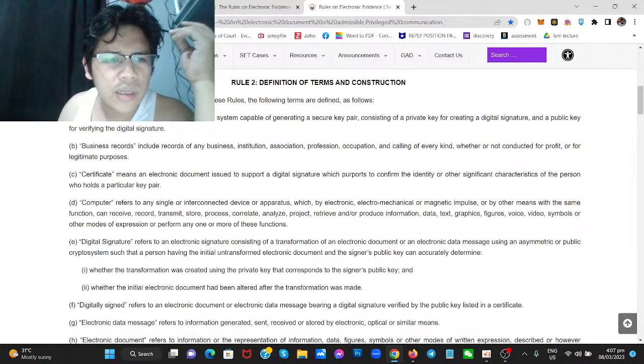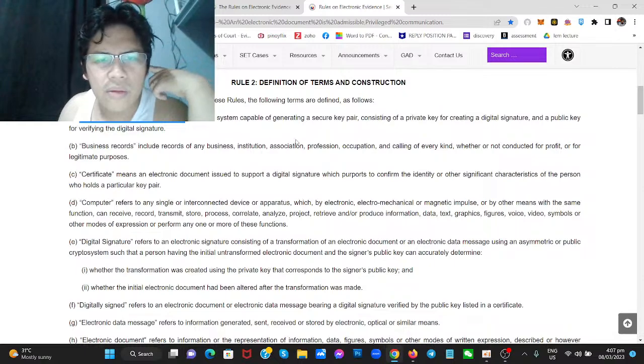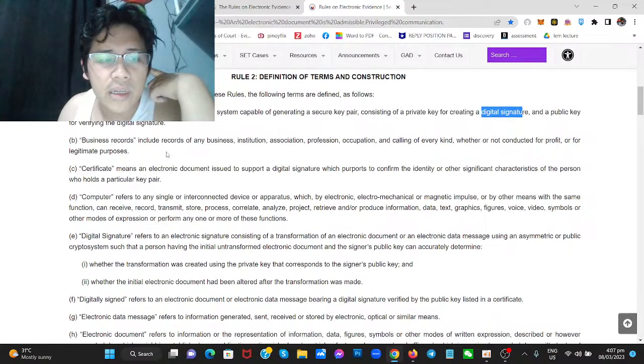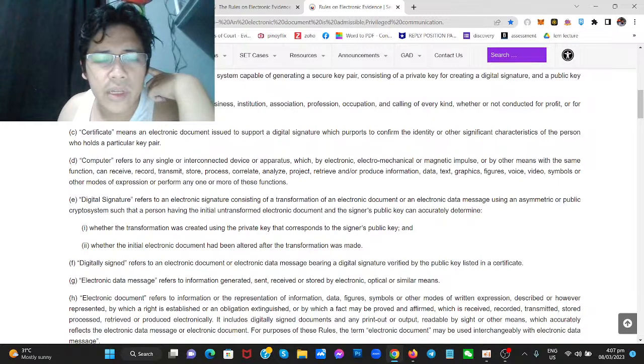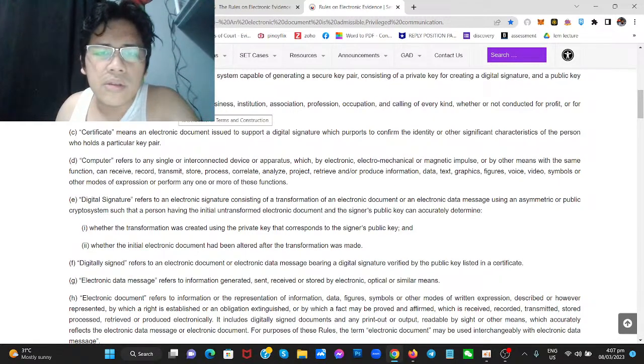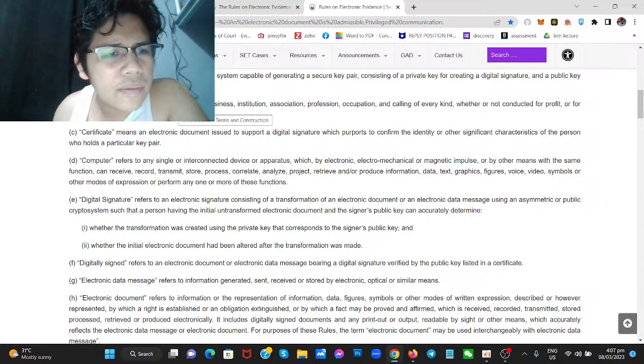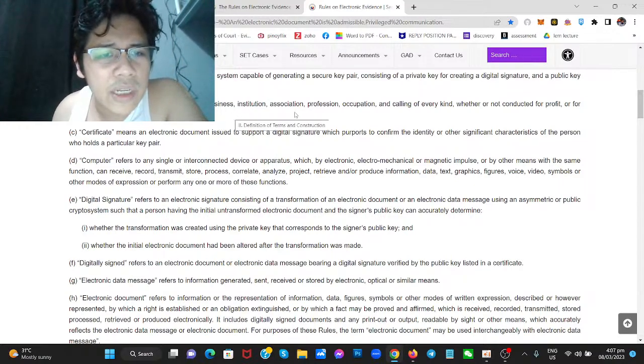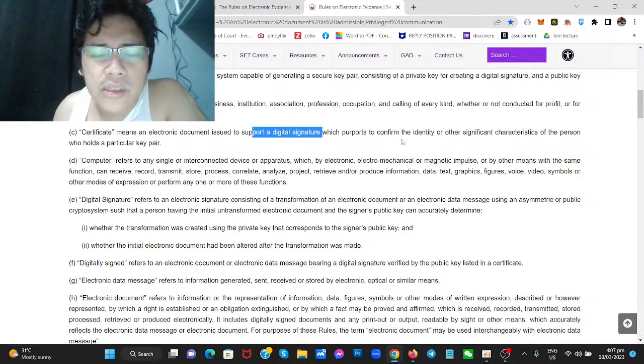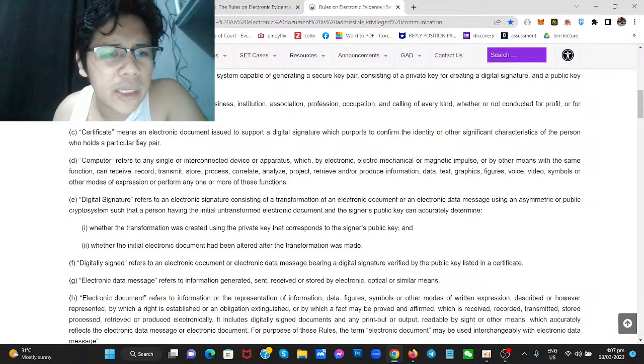Definition of terms. Asymmetric or public crypto system means a system capable of generating a secure key pair, consisting of a private key for creating a digital signature and a public key. Business records includes records of any business, institution, association, profession, occupation, etc. So parang logbook siya. Certificate means an electronic document issued to support a digital signature. So in this way, hindi siya papel. It purports to confirm the identity of the person who holds a particular key pair. Okay, so electronic certificate siya.